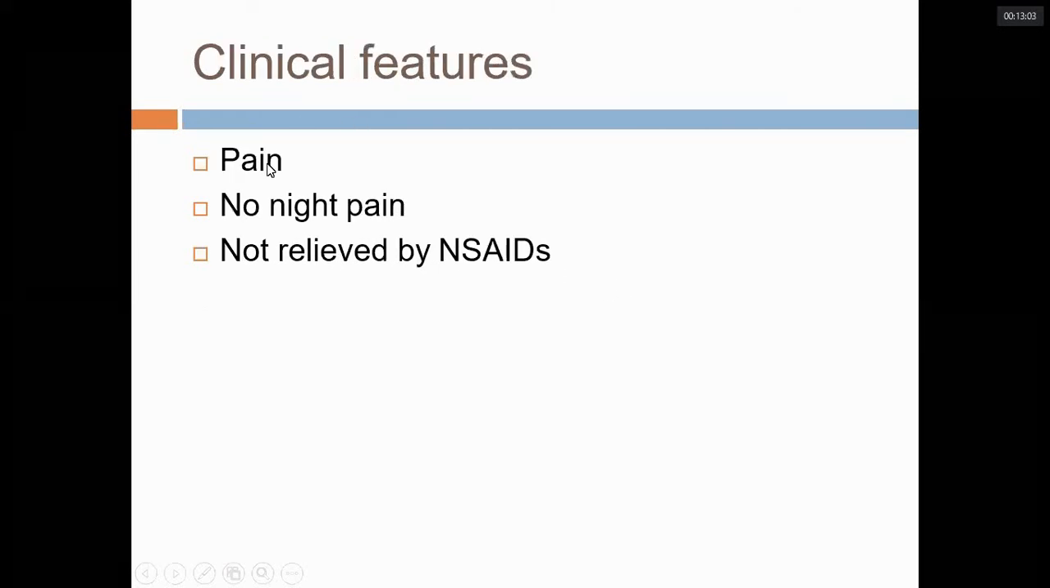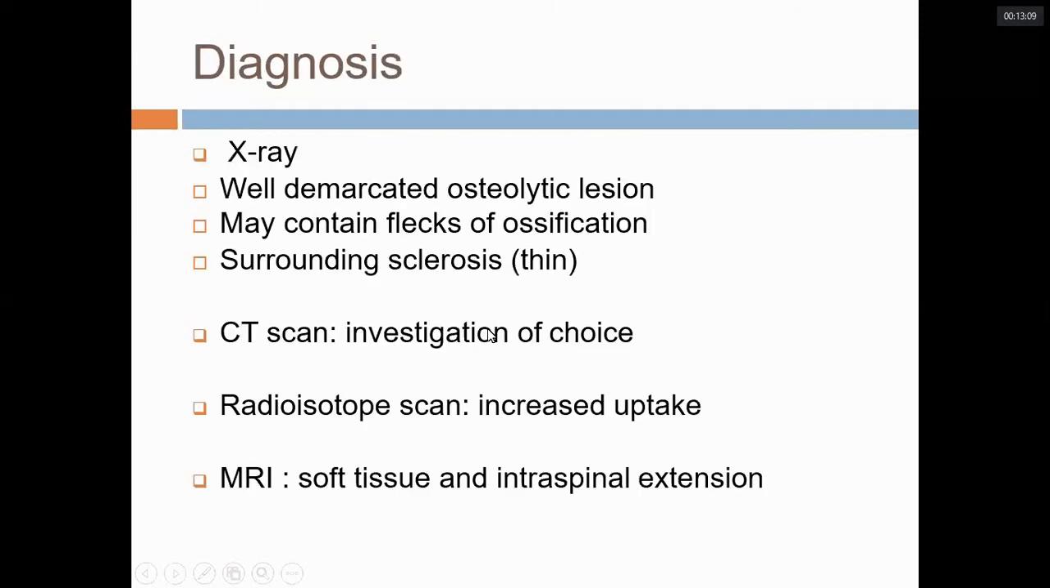The clinical feature is pain, but it has no night pain, and it's not relieved by NSAIDs. Diagnosis is by X-ray, CT scan, and MRI. On X-ray, a well demarcated osteolytic lesion is seen, which may contain flakes of ossification in case of osteoblastoma, and there is surrounding sclerosis.